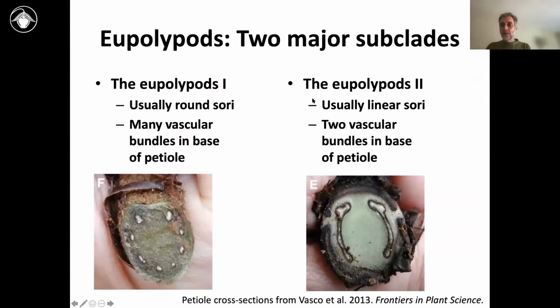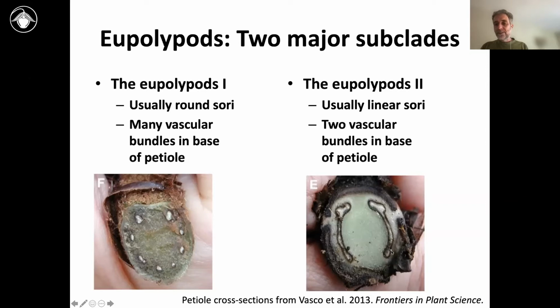There are two major subclades of Eupolypods, which we creatively call the Eupolypods 1 and the Eupolypods 2. Eupolypods 1 usually have round sori and usually have many vascular bundles in the base of the petiole. So this is the stalk of a leaf. If you snip it towards the base, you'll see the vascular bundles arranged like this, a bunch of them. Whereas in the Eupolypods 2, the sori are usually linear, and if you snip the base of the petiole, you'll see 2 vascular bundles that are quite big.